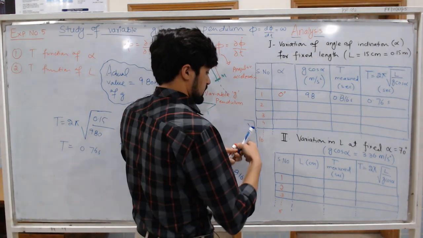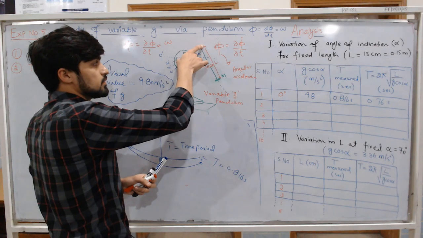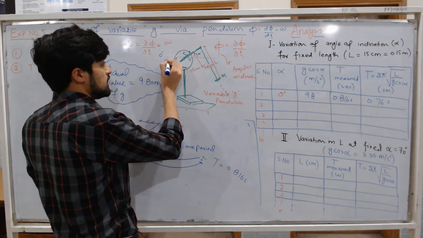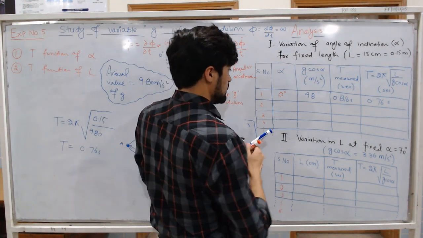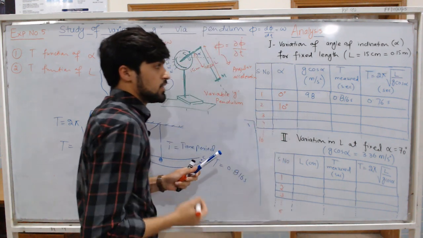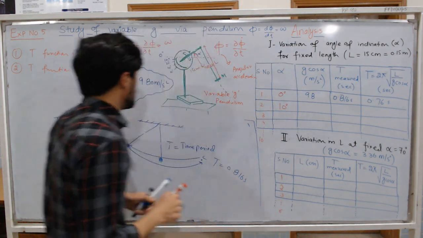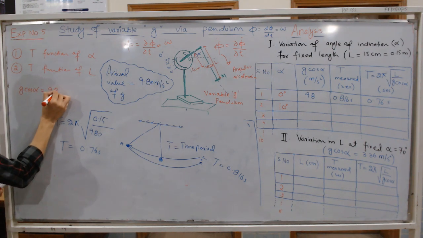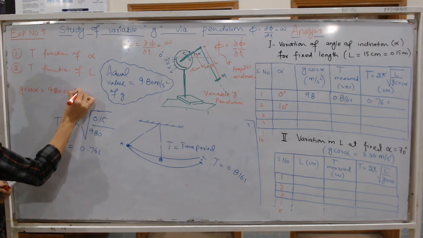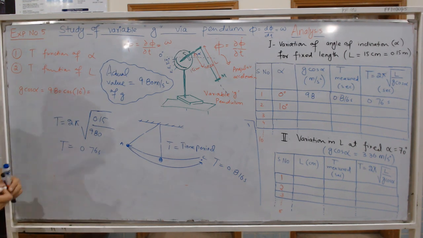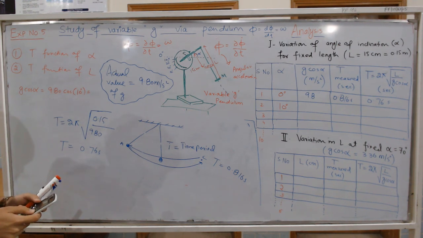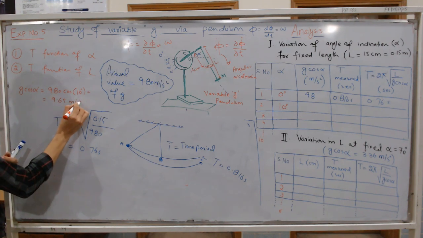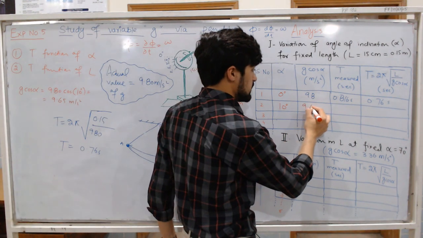Now for the second case, I will incline this pendulum at 10 degrees. Initially it was 0, now it will be at 10 degrees. So the angle of inclination is 10 degrees. Now again you will have to calculate g cos alpha. So g cos alpha is equal to g, which is 9.80, times cos of 10 degrees, and we recently calculated this. This was equal to 9.65 meters per second squared. So this will give 9.65.